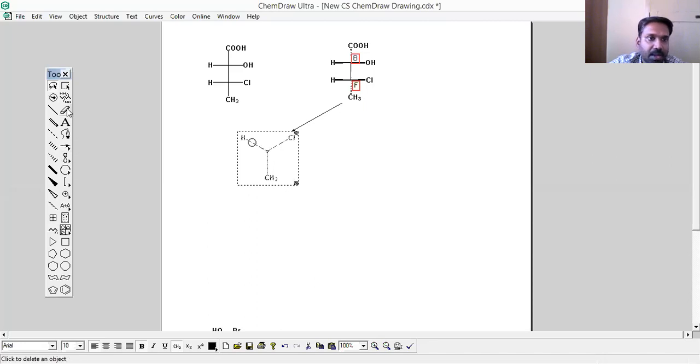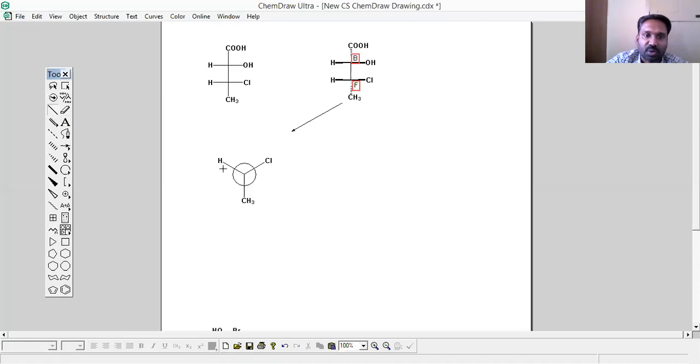Okay. So let me expand these structures a bit. Are you following this? Okay. So I'm just expanding this structure. Fine. So let me convert this first into the eclipsed conformation as it is from the Fischer projection. Okay. Don't worry about those red things.